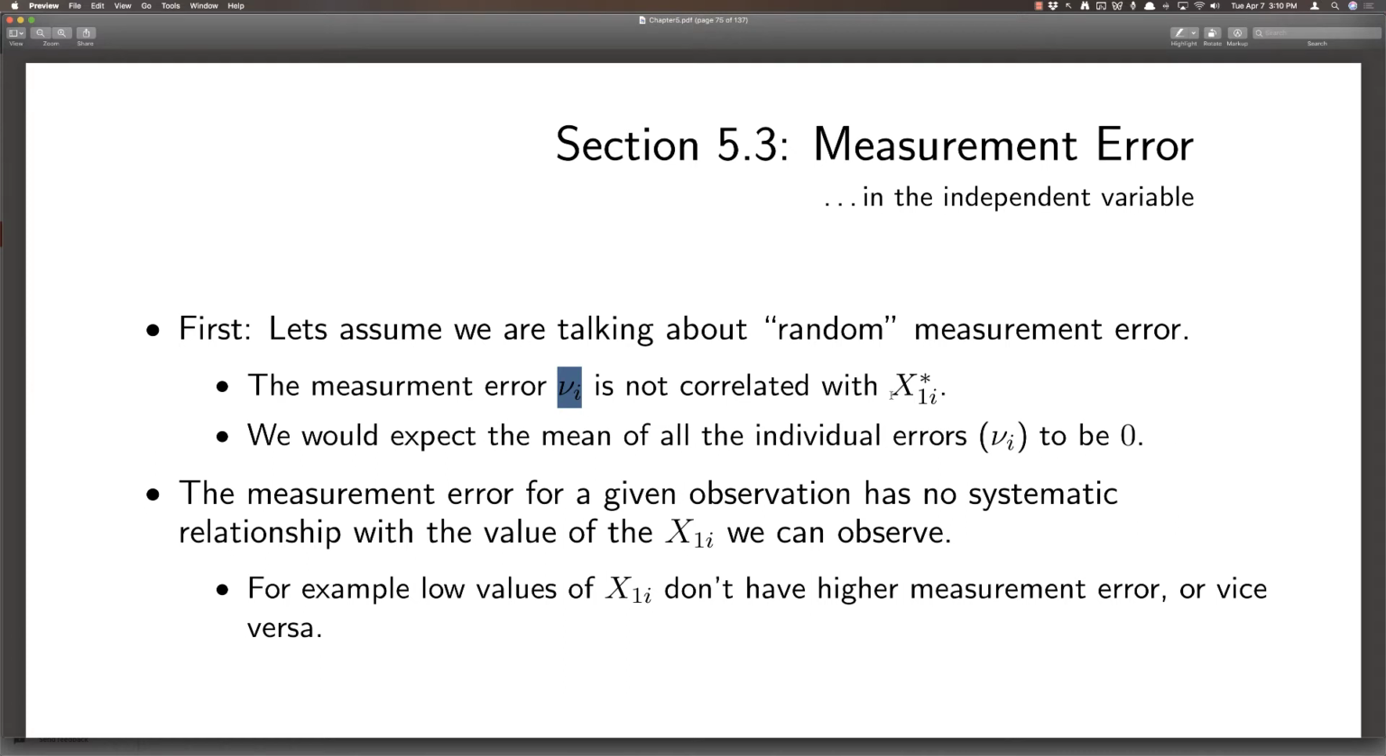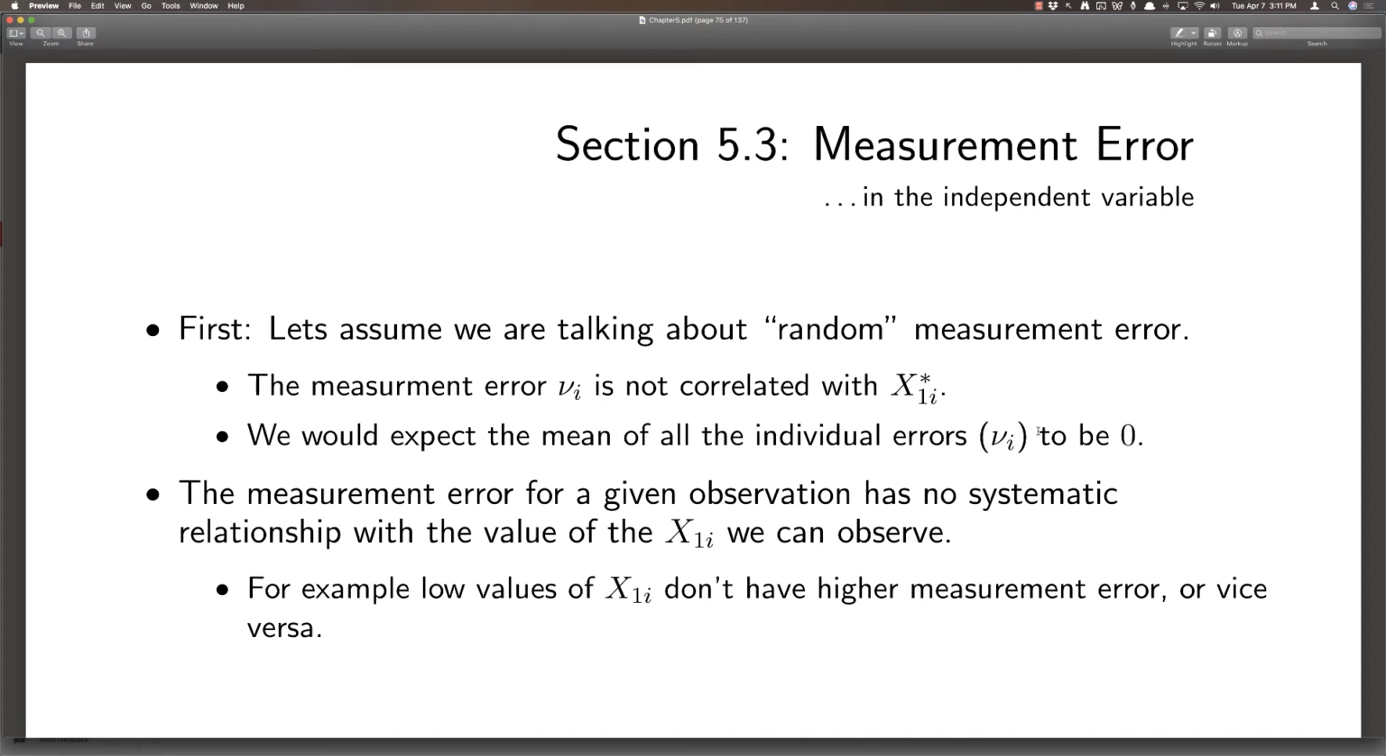So if we were somehow measuring people's heights, whatever measure we actually have of their height wouldn't be more wrong for tall people than short people, right? It's a random error. So we would expect that the mean of all the individual errors to be 0. If sometimes it measures people too high, sometimes too low, but on the whole it's random, we would expect overall that there wouldn't be systematic error. So the mean of the distribution of the individual errors would be 0.